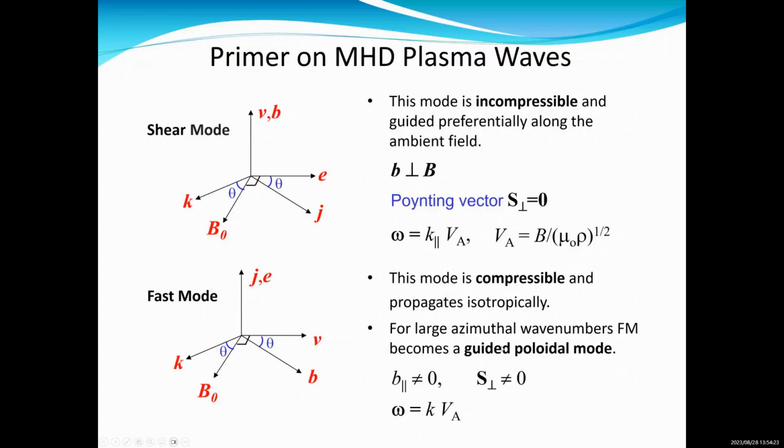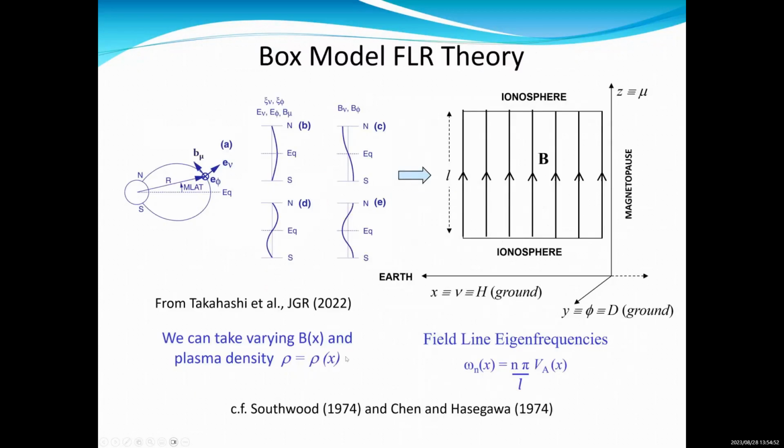For large azimuthal wave numbers, it becomes the guided poloidal mode, which is localized on field lines where this mode is excited. Here, the perpendicular Poynting flux is non-zero, and the wave frequency is related to k rather than just the parallel wave number. What about the mathematics of these waves? Well, in general, we have a curvilinear magnetic field. We'll suppose it's a dipole.